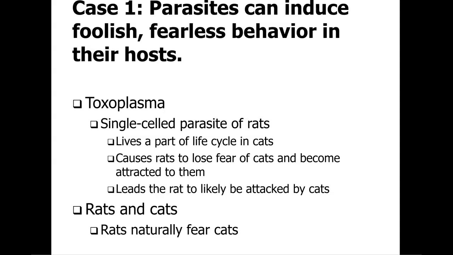So case 1, parasites can induce foolish, fearless behavior in their host. We have what's called a toxoplasma. That's a single-cell parasite that's found in rats. It's going to live as part of a life cycle in cats, and it's going to cause rats to lose fear of cats and become attracted to them. This leads the rat to be likely attacked by the cat. So rats naturally fear cats usually.